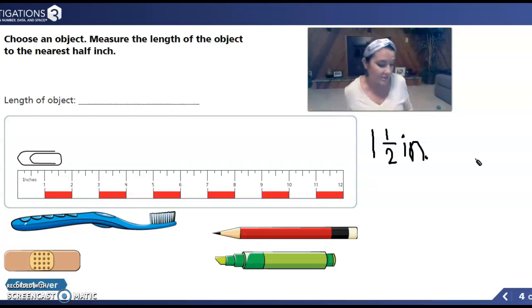All right, guys. So in the next few videos, I'm going to explain what we're going to do today and the different types of activities we will do to practice our measuring. Okay. But until then, happy measuring.